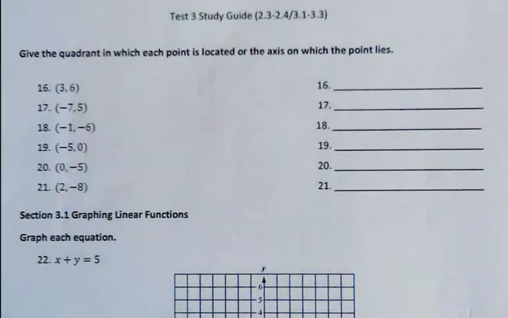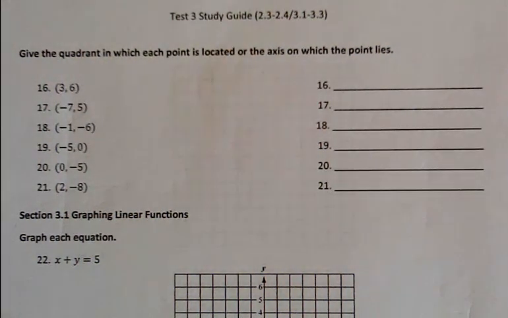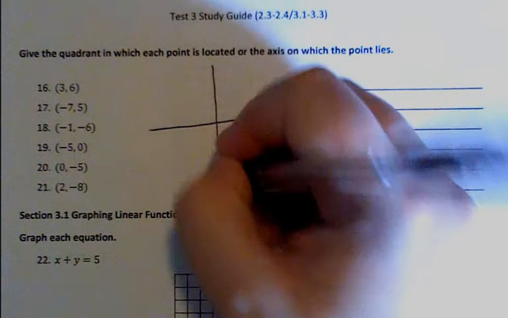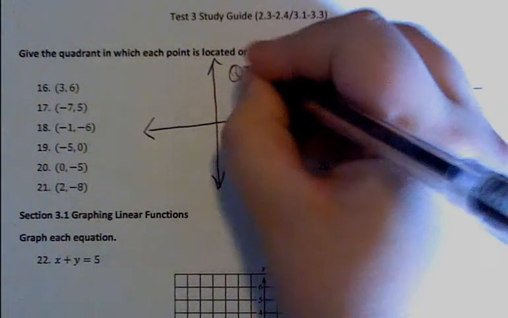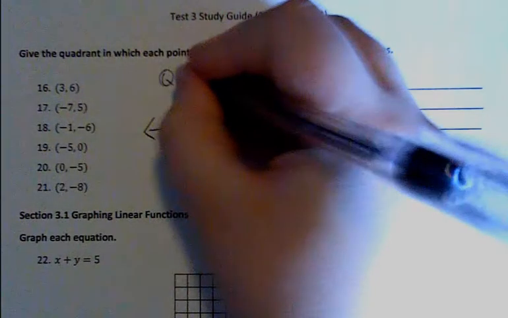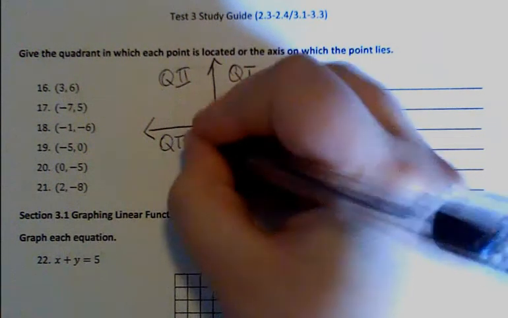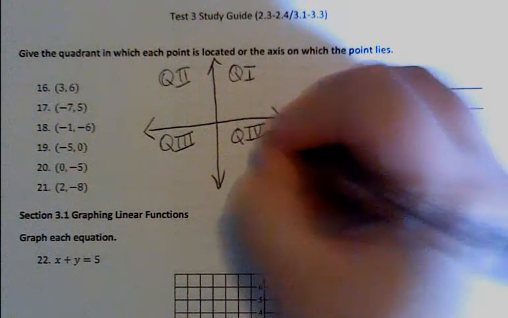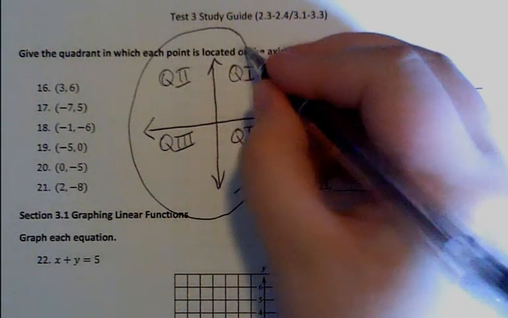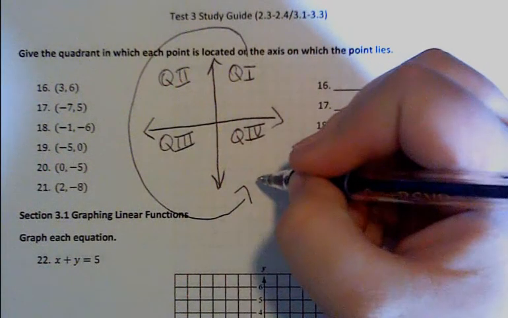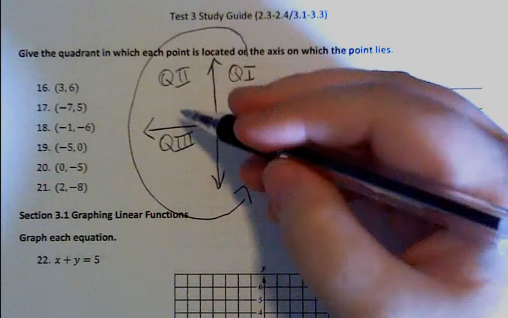Okay, so for problem numbers 16 through 21, the directions say to give the quadrant in which each point is located or the axis on which the point lies. So I'm going to draw this again. It was on our other page we just did, but I'm going to redraw it for you. Okay, so this is quadrant 1, quadrant 2, quadrant 3, and quadrant 4. If you ever forget, remember this is the Cartesian or coordinate plane. So it's always going to start at the top right corner and they're going to go in order of the C for coordinate plane, also known as counterclockwise.